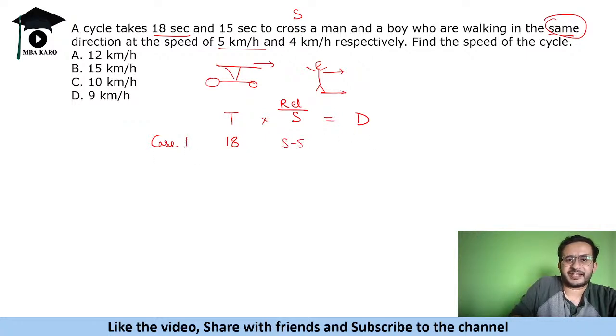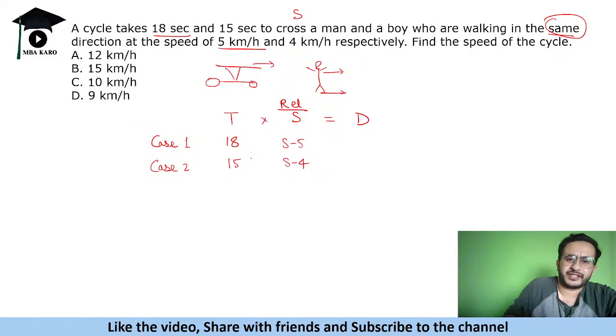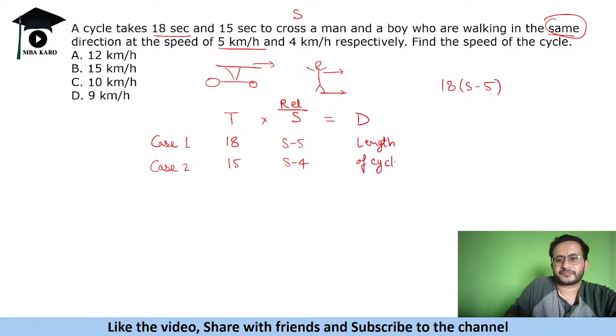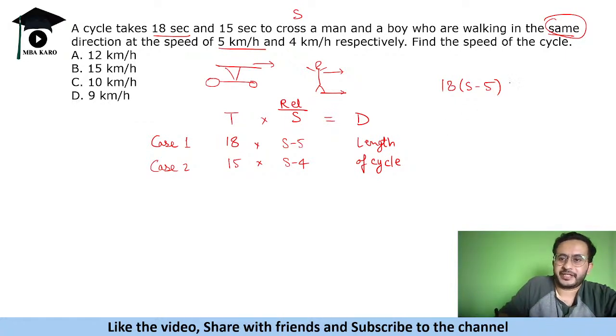Okay, similarly in the second case, the time taken is 15 seconds and the speed is s minus 4. All right, so now we know that time into speed is distance, so we can say that 18 into s minus 5. The distance is same. What is the distance? Length of cycle. So in both cases the distance will be same because the cycle will be covering its own length in both the scenarios. Okay, all right, so 18 into s minus 5 is 15 into s minus 4.